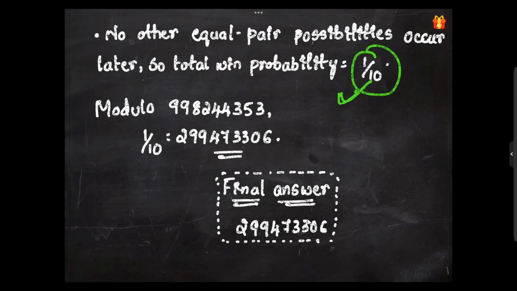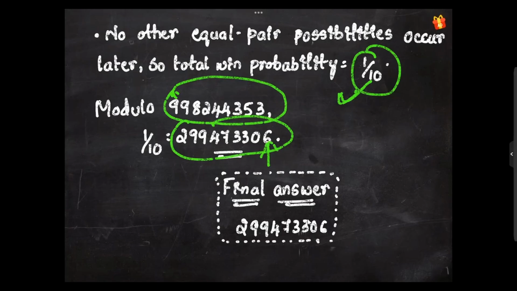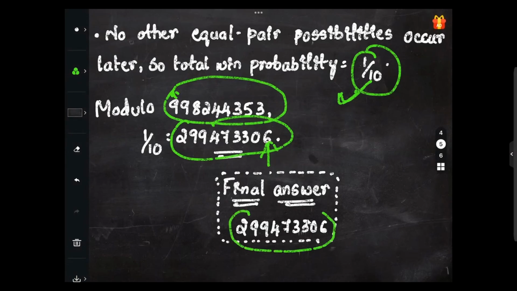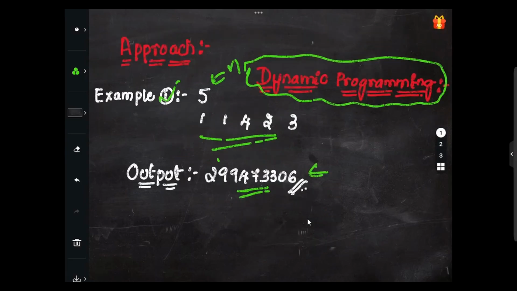For this we'll be applying the modulo value. They have given this one, right? When we apply the modulo value, we get 299473306. So this we will return as the output. The output that we got here is 299473306. See here the final answer, 299473306, which is equivalent to the output that they have mentioned for example 1 within the question.